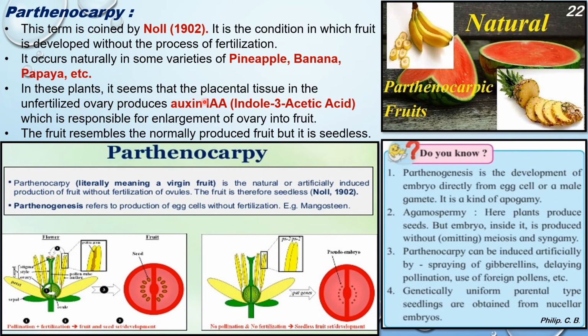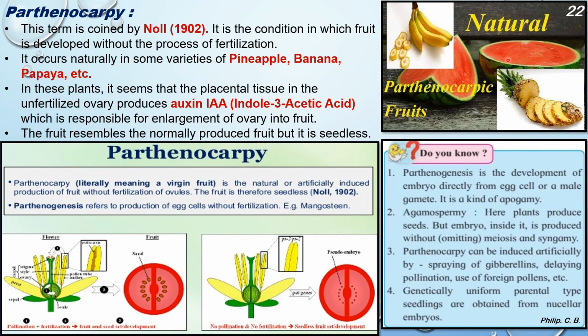In these plants it seems that placental tissue in the unfertilized ovary produces auxin, IAA, indole-3-acetic acid, which is responsible for enlargement of the ovary into the fruit. That's why the fruit is enlarged or larger in size. The fruit resembles a normally produced fruit, but it is seedless. As I mentioned, in banana and pineapple, the seeds are absent.